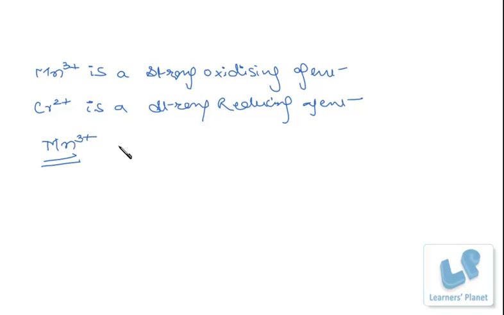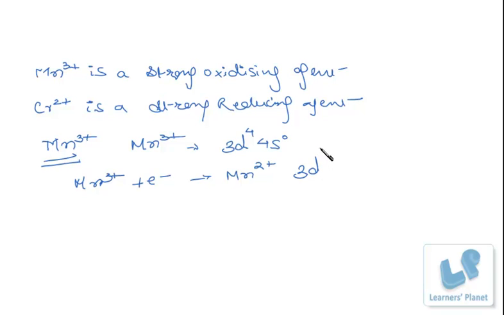What is the configuration of the Mn3+ ion? It will be 3d4, 4s0, right? Now what it can do is, it can easily take up an electron and change to a stable state. That is Mn2+, and its configuration will be 3d5, 4s0. So it acts as a strong oxidizing agent.